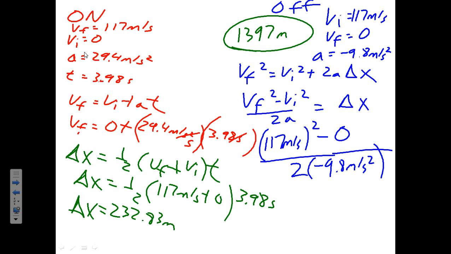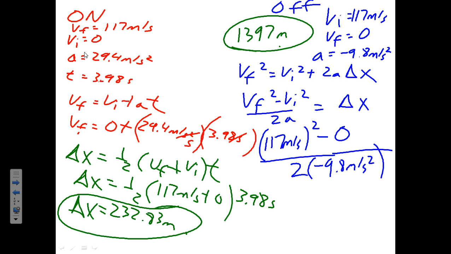All right, now that's how far it goes up after what? After the fuel runs out. It went up this far before the fuel ran out. Notice the difference. It didn't accelerate for very long, but it got up to a really fast speed, so it went a long way. So all we need to do is just add those together. 1397 plus 232.83. I think we need 3 sig figs on this problem.